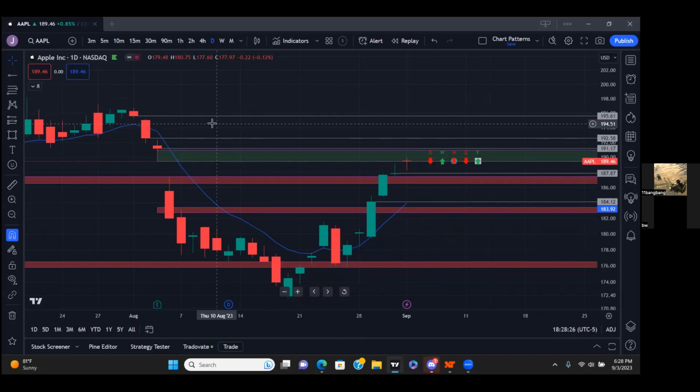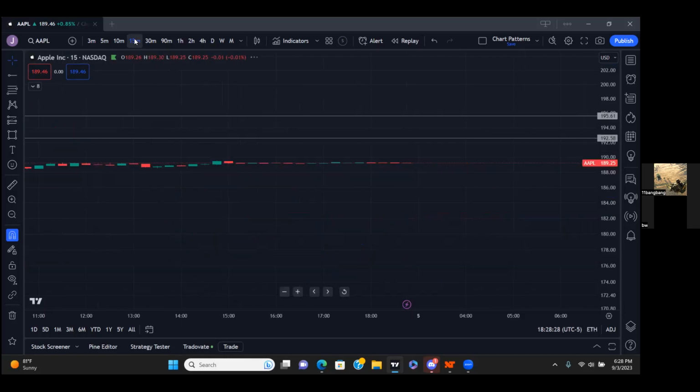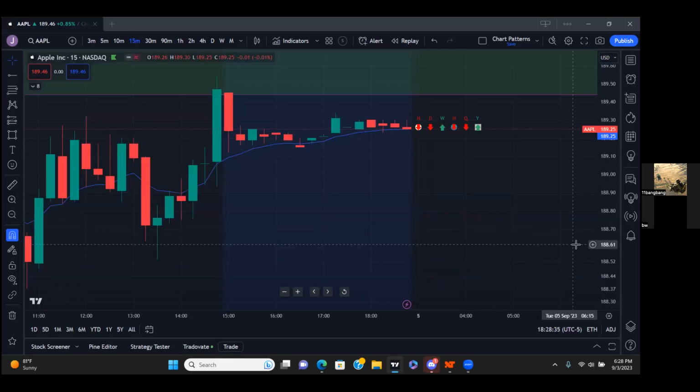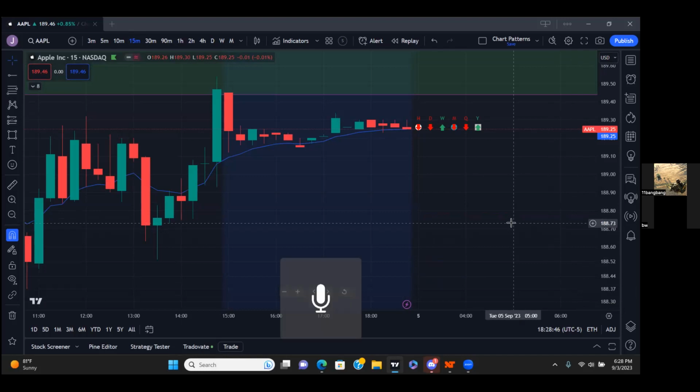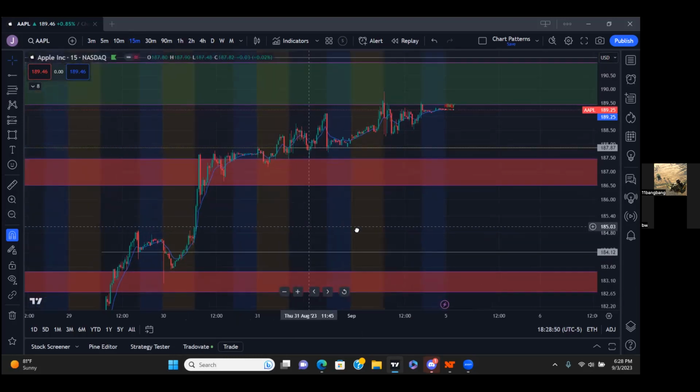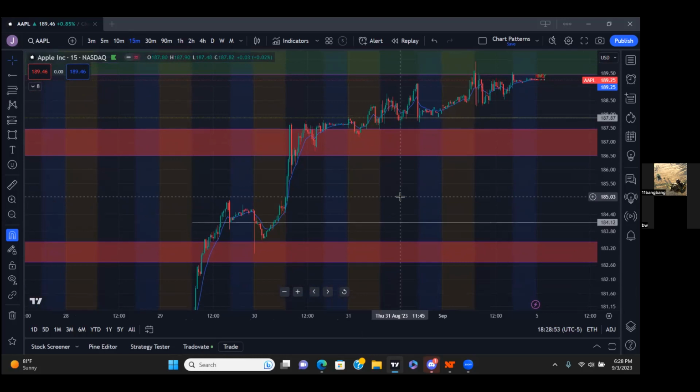15 minutes. Okay, let's take a look. Okay, so yeah, we're at resistance. Can you zoom out a little bit more, just so you can see the other side. Okay. So yeah, we're at resistance right now. We're kind of creating lower highs and higher lows at the same time on Friday, right?